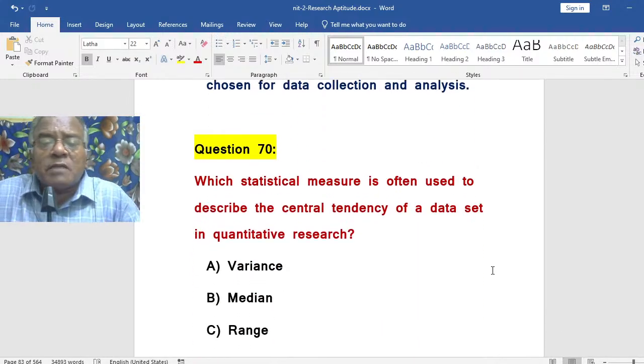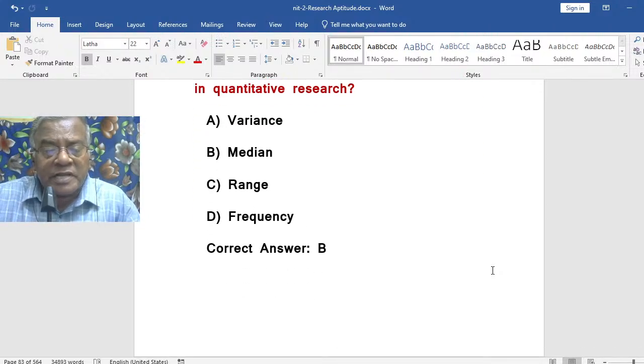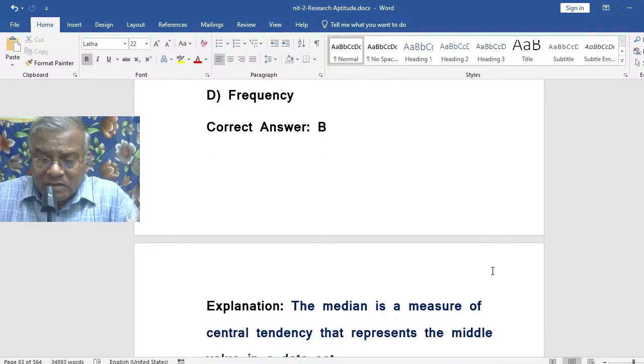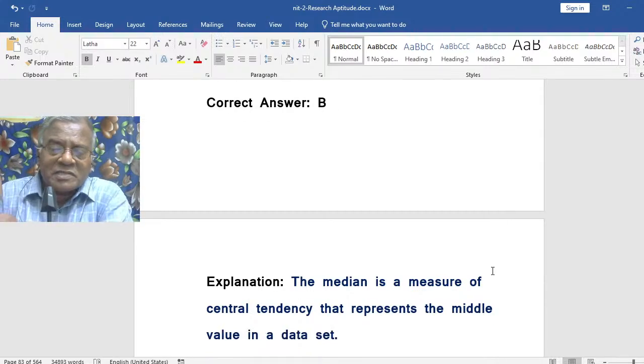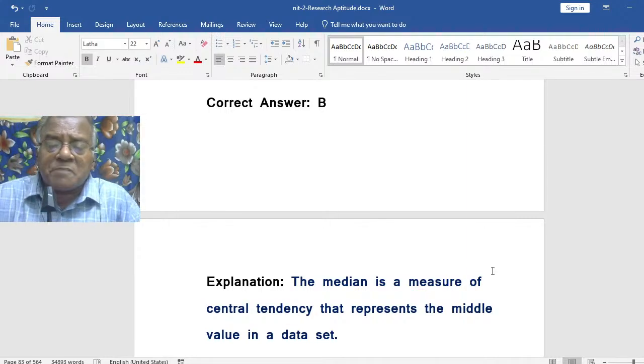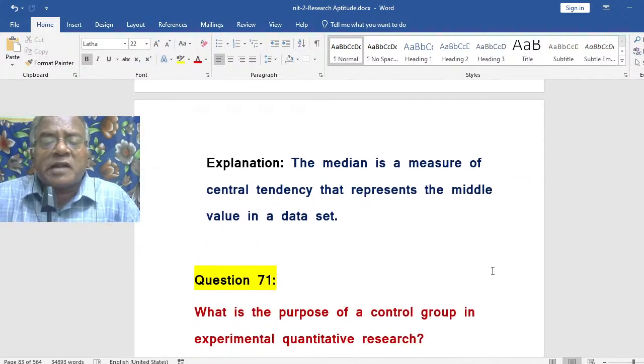Which statistical measure is often used to describe the central tendency of a data set in quantitative research? Variance, median, range, frequency. Of course, we have studied this in lower classes up to 10th, even as a B.Ed student, or at different levels in the college. The median is a measure of central tendency that represents the middle value in a data set.